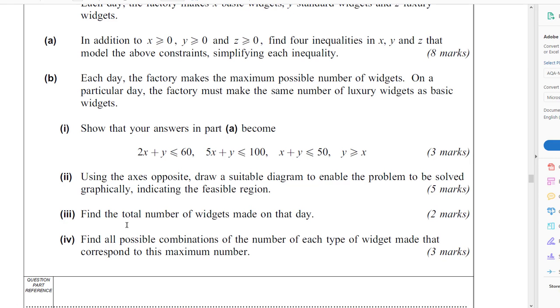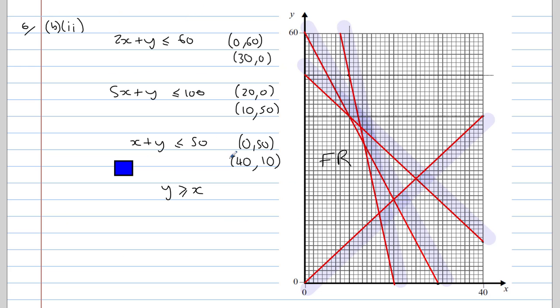In part 3 it says find the total number of widgets made on that day. Well, remember at the beginning of part B it said each day the factory makes the maximum possible number of widgets. So to get the total number of widgets made, we would do x plus y plus z. And so we could make an objective function, let's say n equals x plus y plus z, that we need to maximise. But remember, x is going to be the same as z because we're making the same number of basic widgets as luxury widgets, so this becomes n equals 2x plus y.